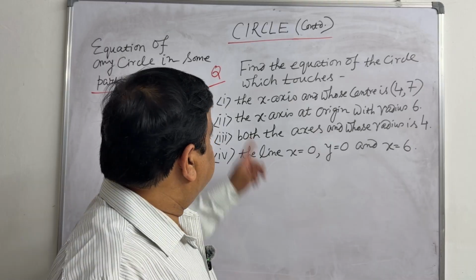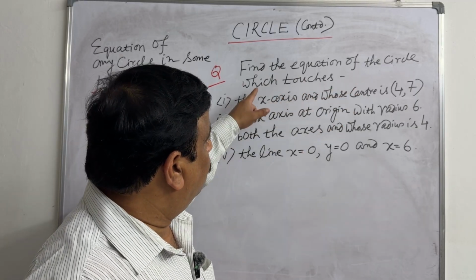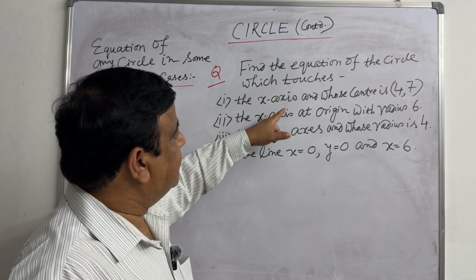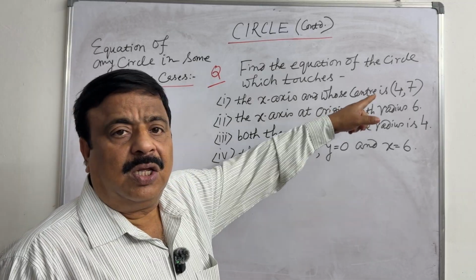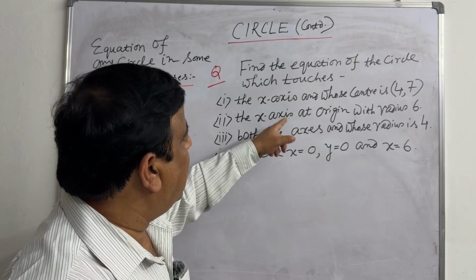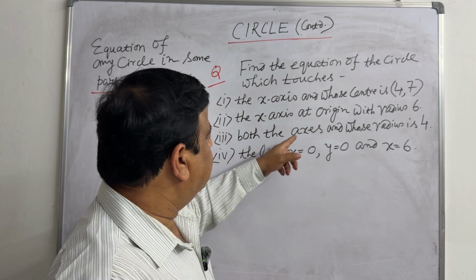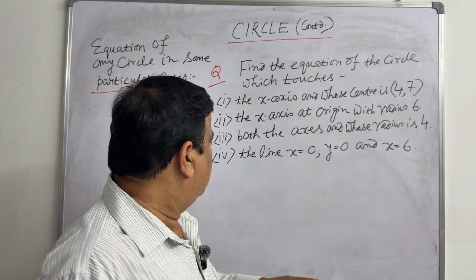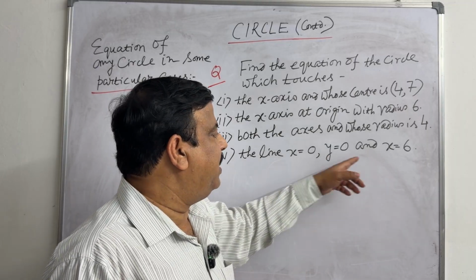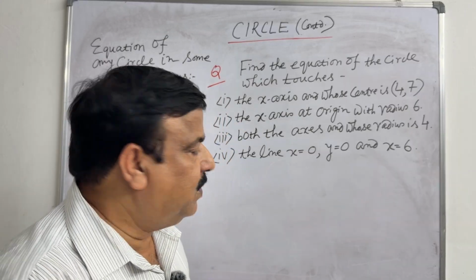This is the question. Find the equation of the circle which touches: first problem, the x-axis and whose center is (4, 7). Second problem, the x-axis at origin with radius 6. Third problem, both the axes and whose radius is 4. And fourth problem, the lines x equal to 0, y equal to 0 and x equal to 6. So there are 4 parts of this problem.